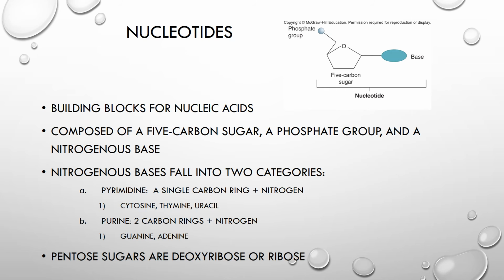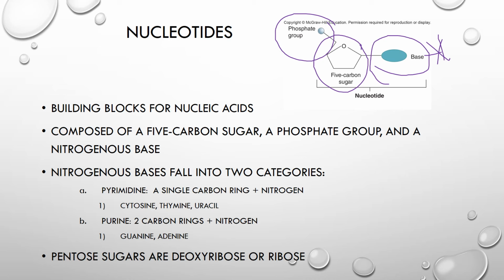Next, going on to DNA and nucleotides. Nucleotides are the building blocks for nucleic acids, and these will have the same type of composition. They have a 5-carbon sugar, some type of phosphate group, and then some type of nitrogenous base. And it's the nitrogenous base that will determine what type of nucleotide it is.